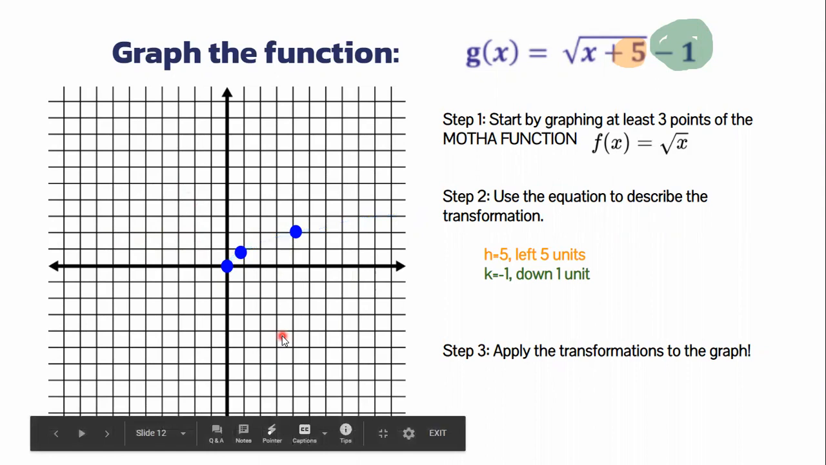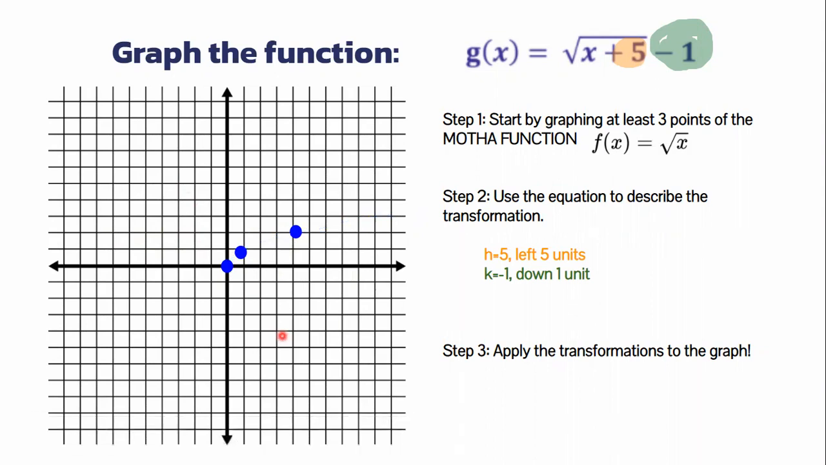So here we can see we're about to shift our function left 5 units. So left of 0, 0, 5 units is -5, 0, right? I went 1, 2, 3, 4, 5 units to the left. 1, 1, 1, 2, 3, 4, 5 units to the left. How about 4, 2? Boom, 1, 2, 3, 4, 5 units to the left.